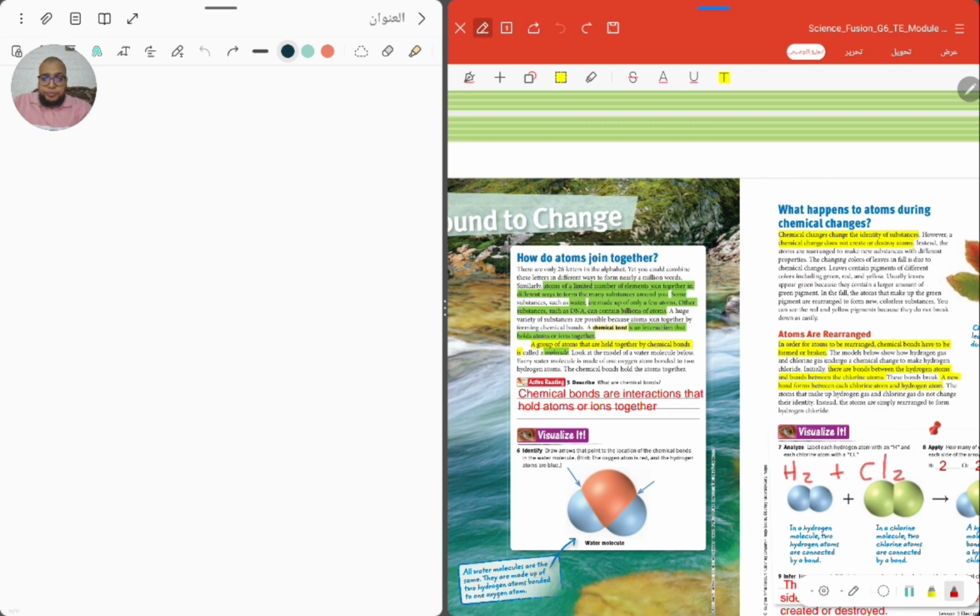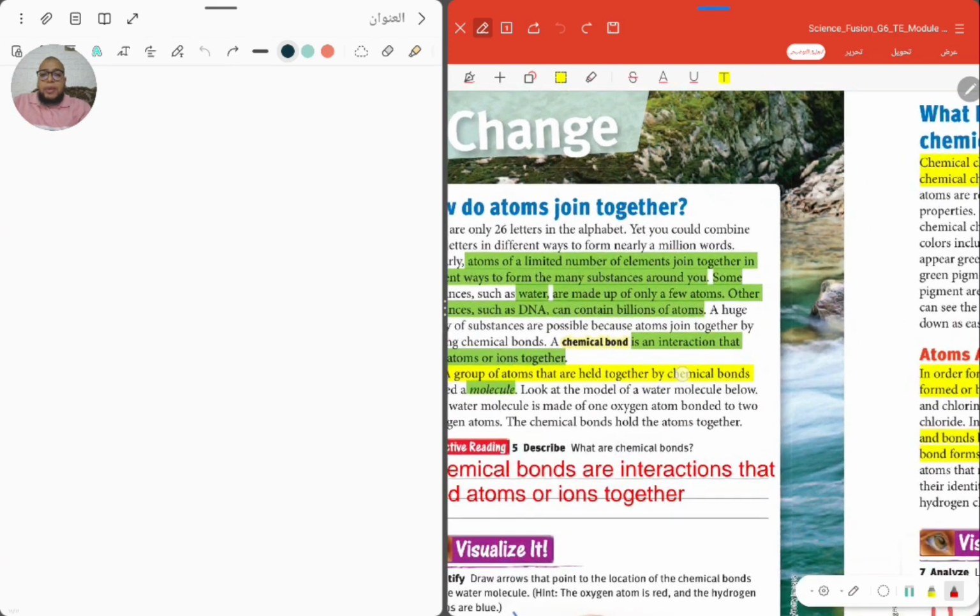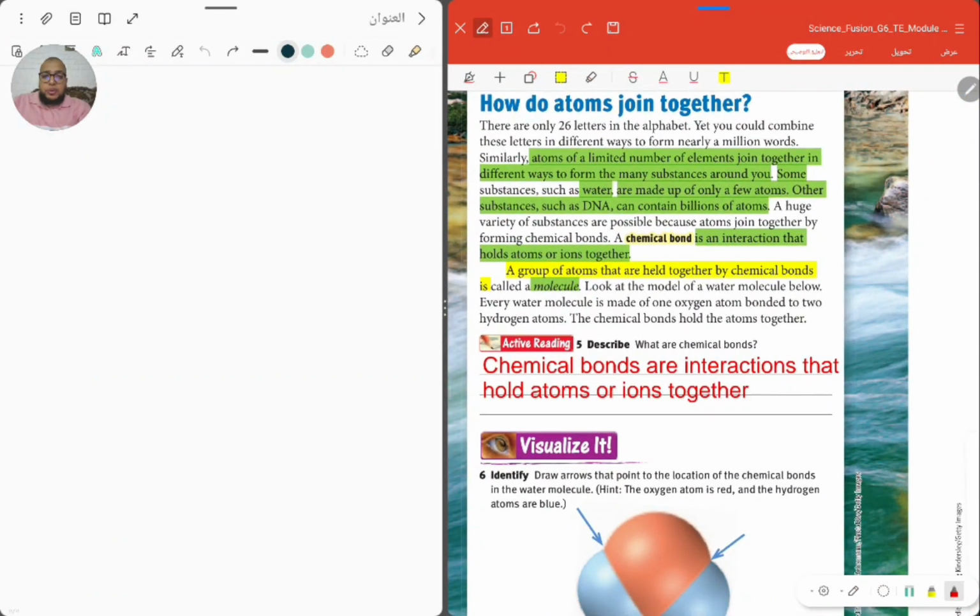Okay, today we will speak about the chemical bond. What is a chemical bond? The chemical bond is an interaction that holds atoms or ions together. Ions. What are ions? It is a new word for us. Ion. What is the ion? Okay, guys, I will tell you what an ion is.